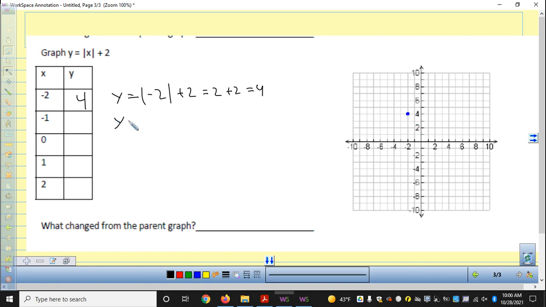Do the same for negative 1. Absolute value of negative 1 plus 2 is 1 plus 2, which is 3. We get a point at negative 1, 3. Y equals the absolute value of 0 plus 2, which is 2. So I get a point at 0, 2.